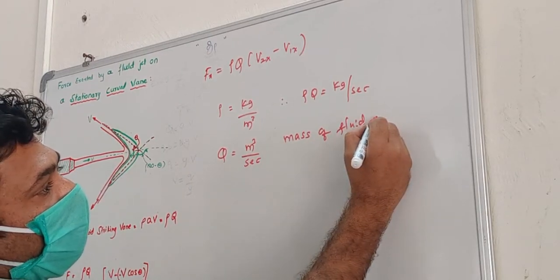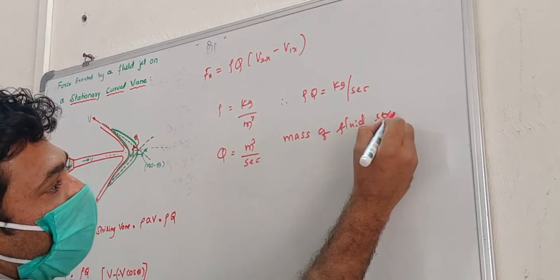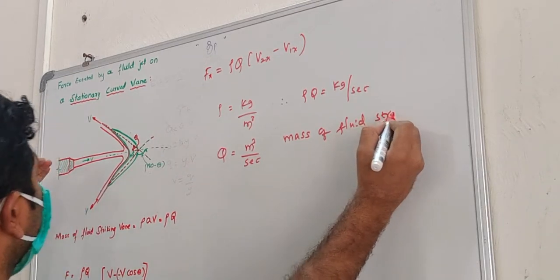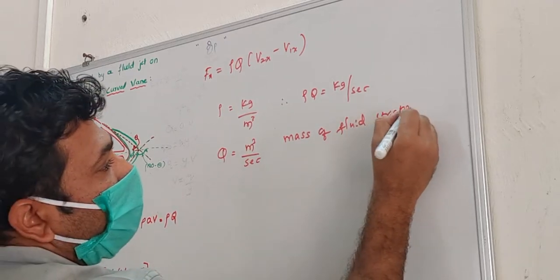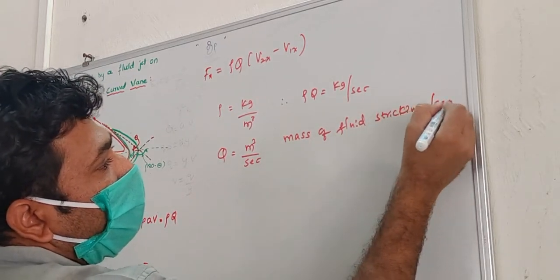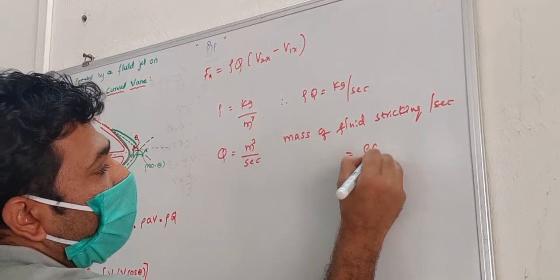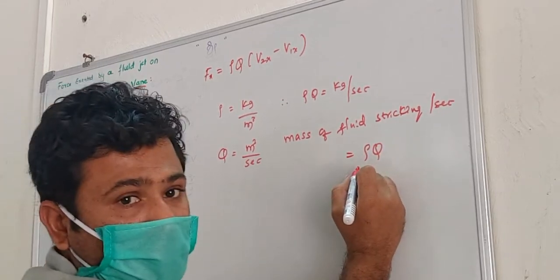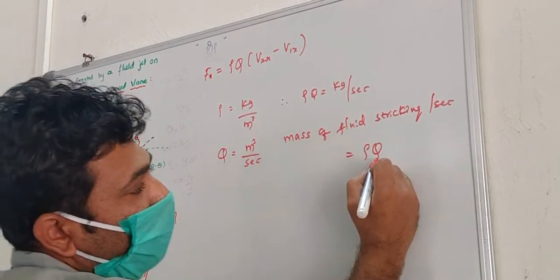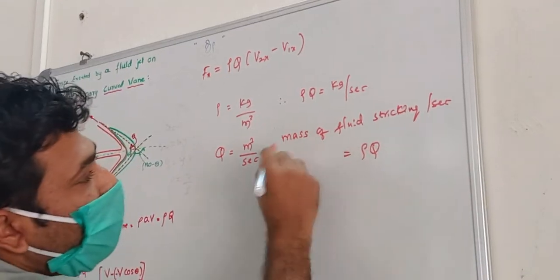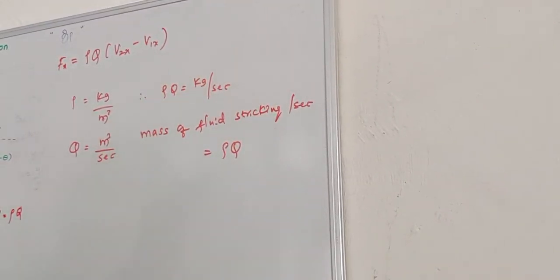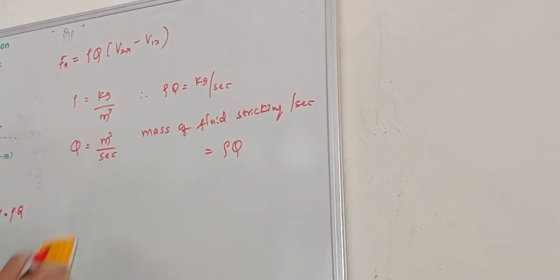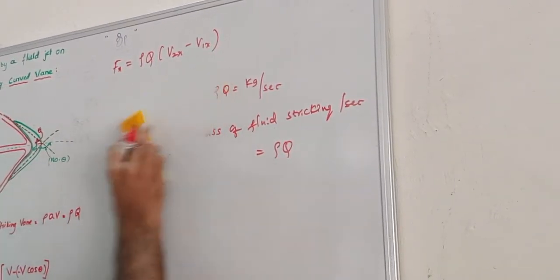I'm calling it striking because I'll explain it later. Striking per second will be given by rho into q. What is rho? Rho is the density of the fluid which is flowing and q is the discharge. So mass of water striking per second is nothing but rho into q. You just keep this in mind. Now I will explain some of the things which we want to understand.